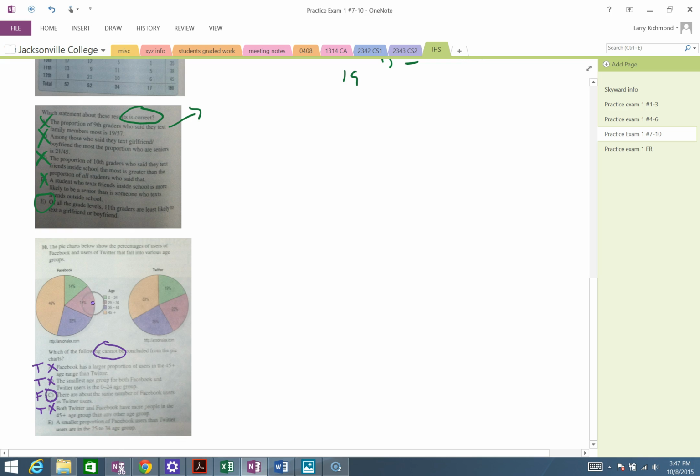E, a smaller proportion of Facebook users than Twitter users are in the 25 to 34. 25 to 34, that's this color. Smaller in Facebook than in Twitter. Yep, that's true, so that one's out. Yes, it is. 10 is C. All right, that concludes this video.